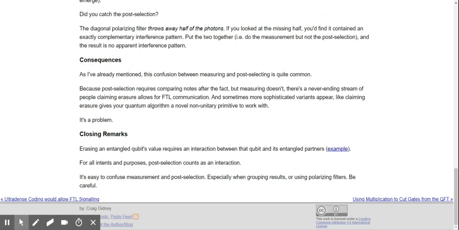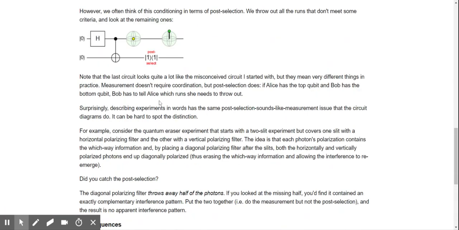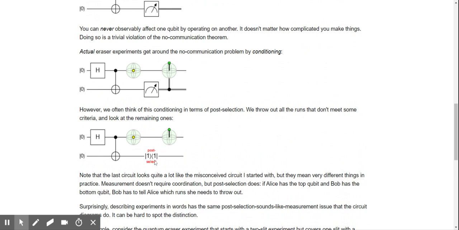Consequences. Erasing an entangled qubit's value requires an interaction between that qubit and its entangled partners. For all intents and purposes, post-selection counts as an interaction. It's easy to confuse measurement and post-selection, especially when grouping results or using polarizing filters. Be careful. Okay, so basically the difference is that post-selecting is like a measurement where you discard parts of your measurement. That's basically what this is saying.